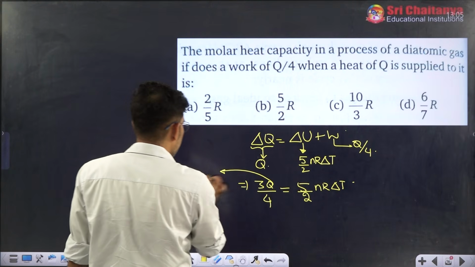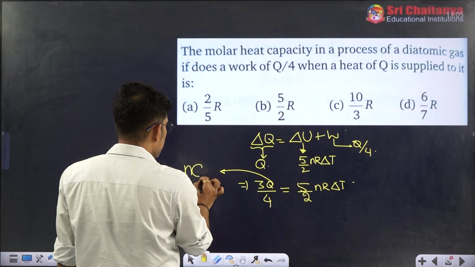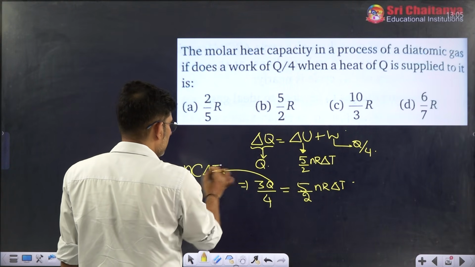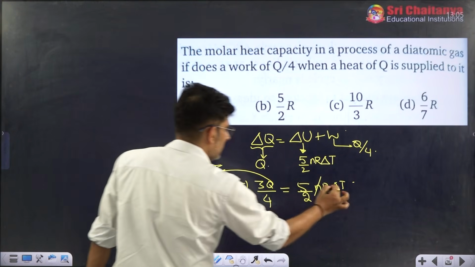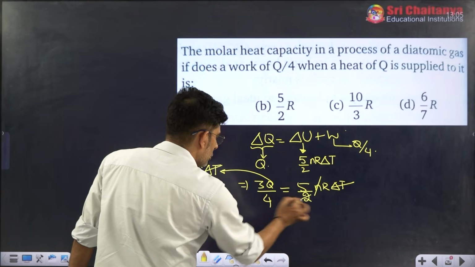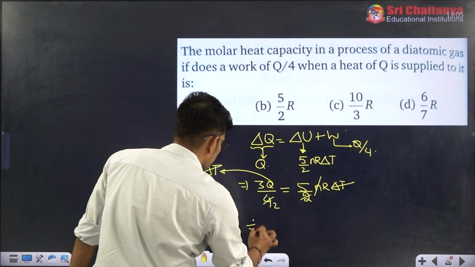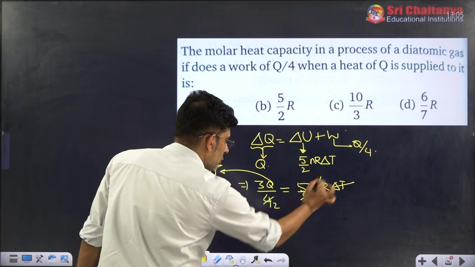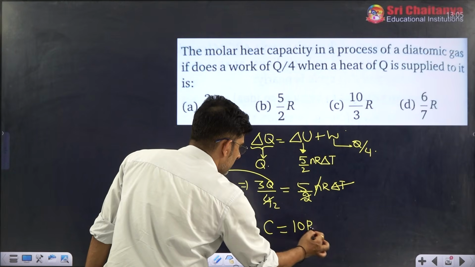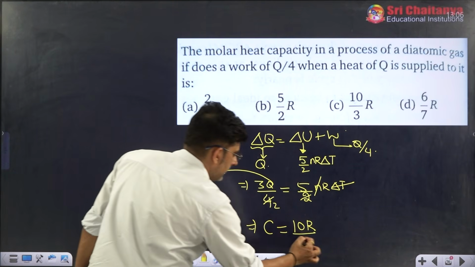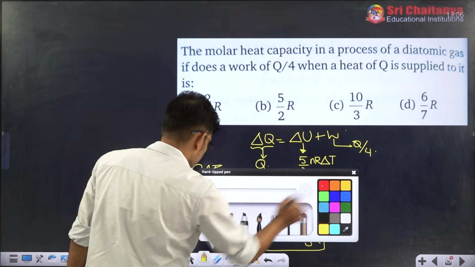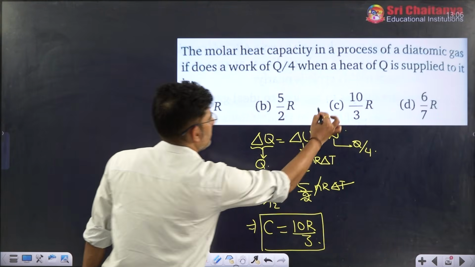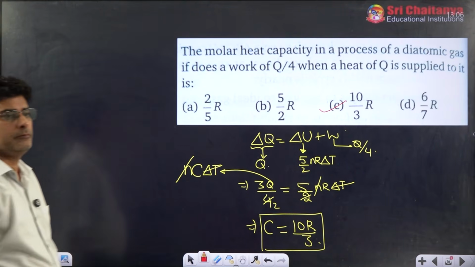Now what is the value of Q? We know Q can be written as nC of the process into delta T. So from here n cancels, delta T cancels, 2 cancels. So the value of C becomes 2 5s are 10, R by 3 will get divided. So C is 10R by 3. Any option we have? Yes, C. Clear?